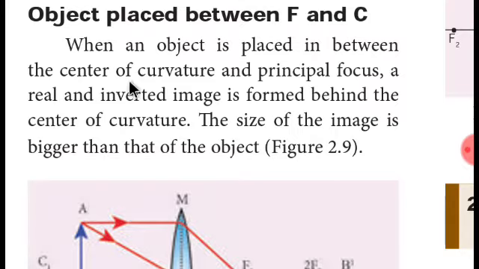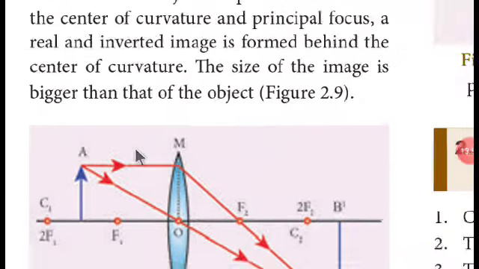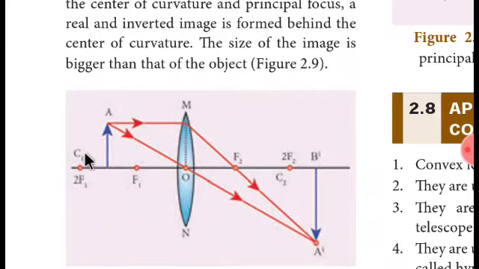When an object is placed in between the center of curvature and principal focus, a real and inverted image. What is an inverted image? Fourth time we are coming across this word, right? Inverted image means very simple. See, they drew here, if you are going to draw a tree here, the inverted image will be formed on this side, and the image will look as if the tree is facing down. That's called an inverted image.